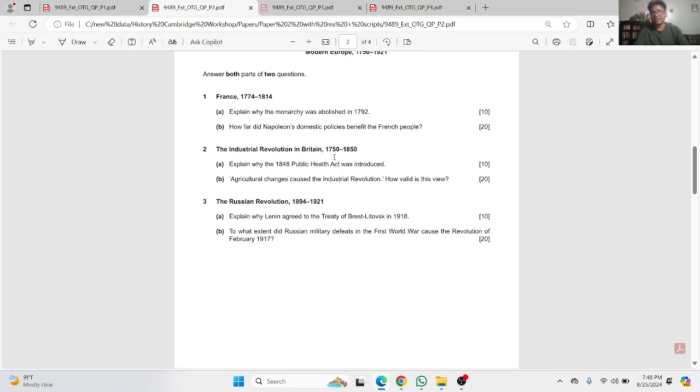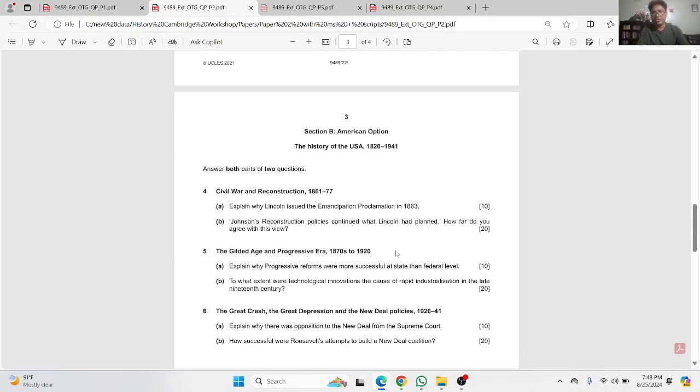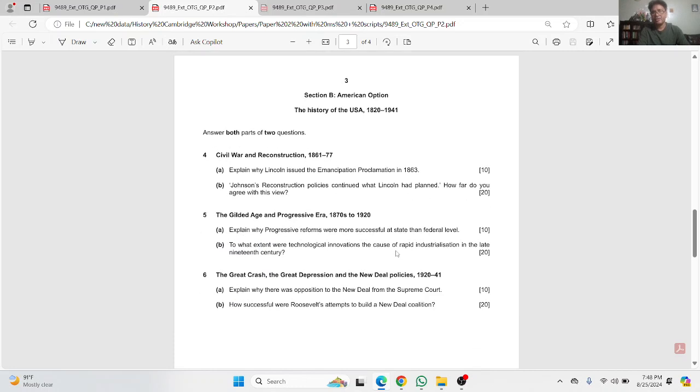This question is about the Industrial Revolution. We have a 10 mark question, then 20 similarly, and the third. So out of these 3 questions, you can do any two questions. Now coming to American option, the candidates who have studied American option have the similar format. They have 3 questions, out of which they could do any two.